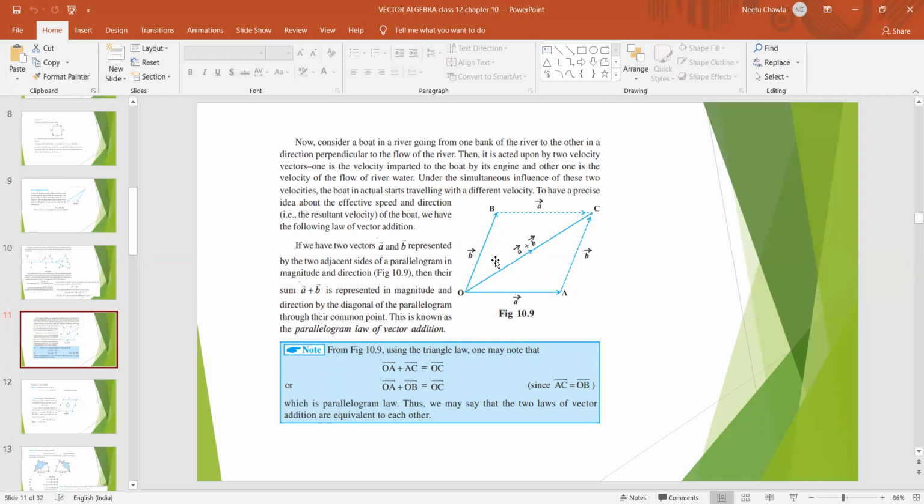Because if they are in the same direction, they will be added. If they are in the opposite direction, they will be subtracted. To have a precise idea about the effective speed and direction of the boat, we have the following law of vector addition. Now they are representing this A vector and this B vector, and this is the boat going, where both vectors A and B are acting.